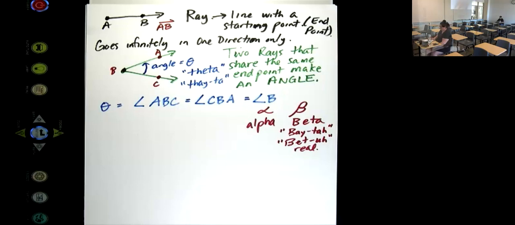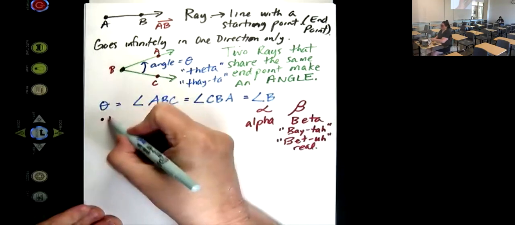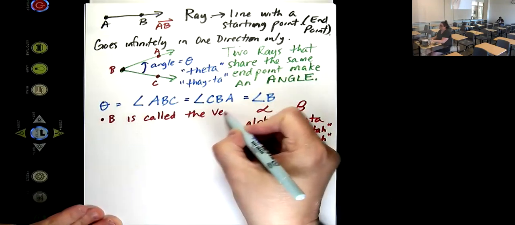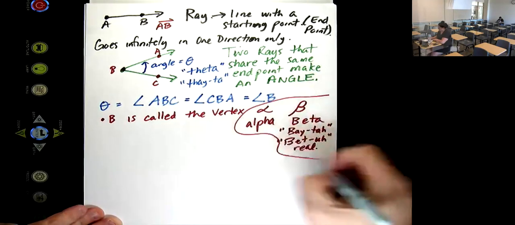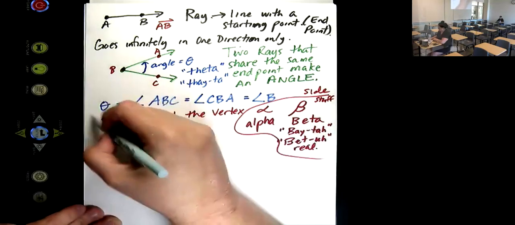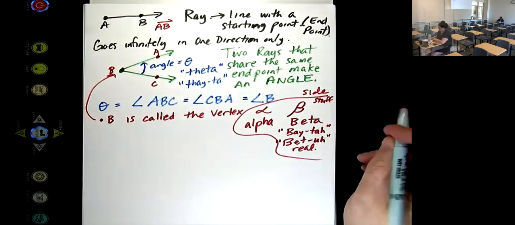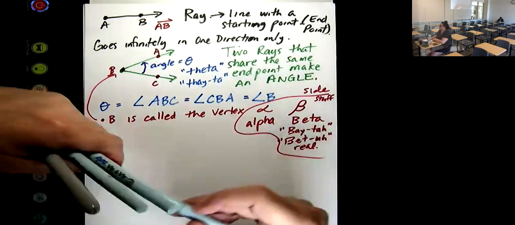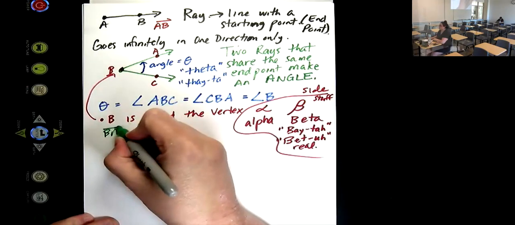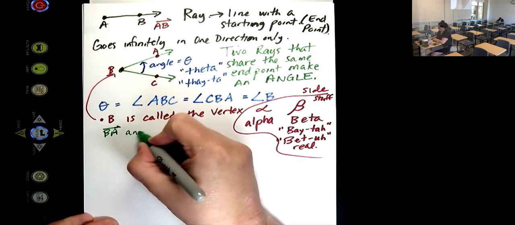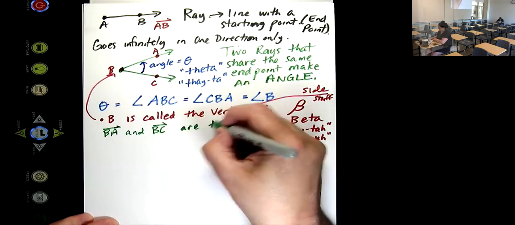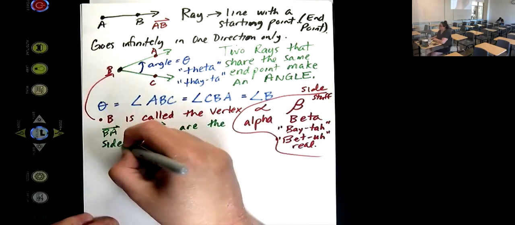Okay, so the point B is called the vertex. That's a side note. B is that. And the rays BA and BC are called the sides or legs of the angle.